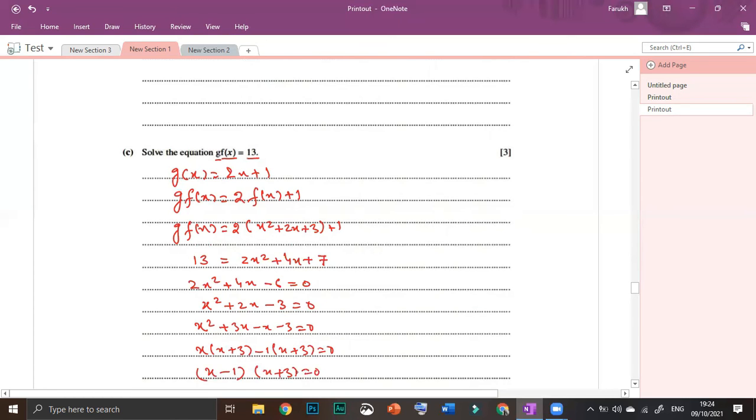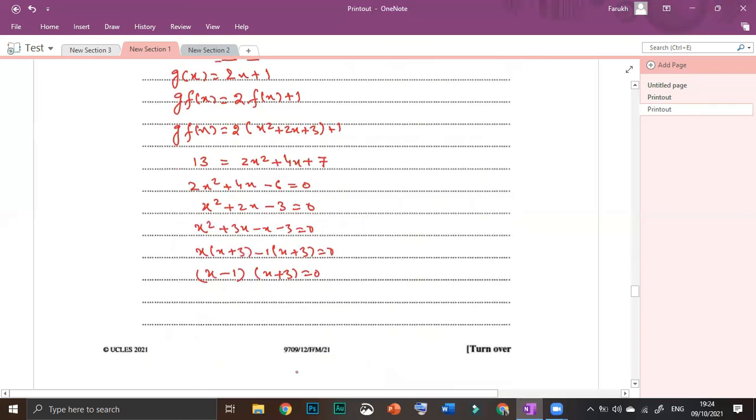Now we have two answers. One is x is equal to 1 and the other one is x is equal to minus 3. Now, which one is the acceptable answer? X is equal to 1.